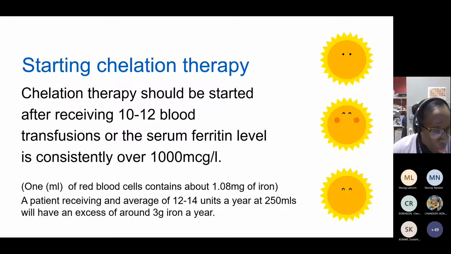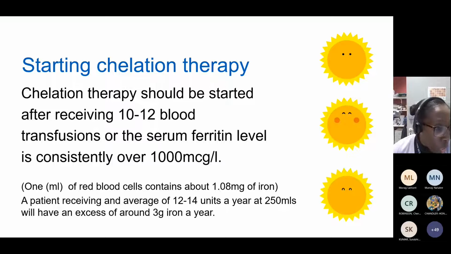So 1 ml of red blood cells contains about 1.08 milligrams of iron. So a patient receiving an average of 12 to 14 units a year at 250 mils will have an excess of around 3 grams of iron a year. Now, naturally, our body has about 4 grams of iron. So if you're talking about an excess of 3 grams, you're talking about 7, and then we know that the numbers go up. So we calculate on average, so we know how much iron they have. And we think it's quite important to start the chelation therapy quite soon.